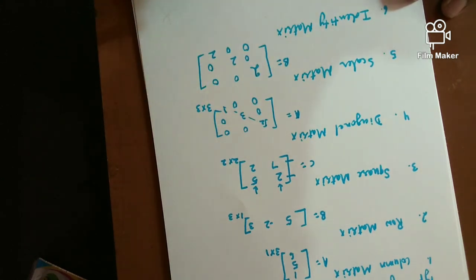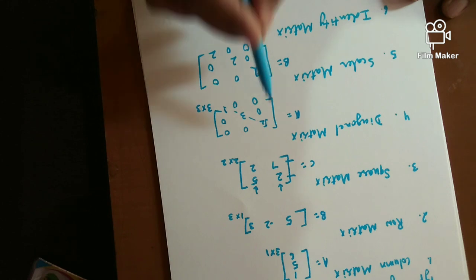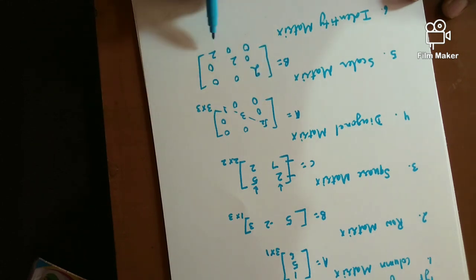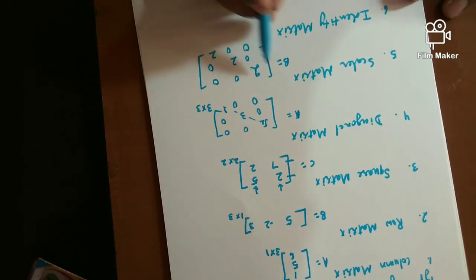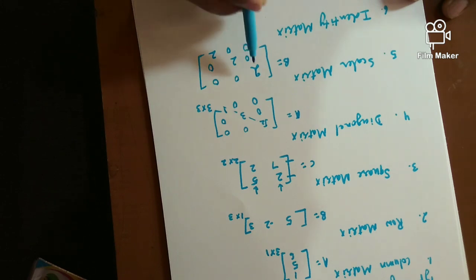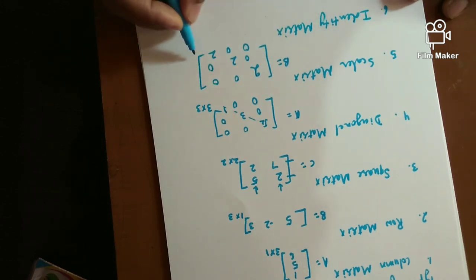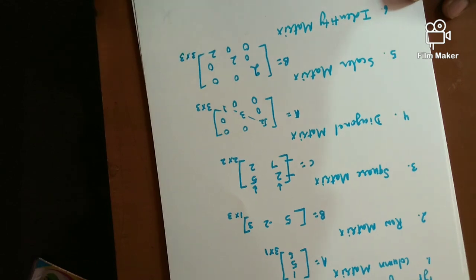Here in the diagonal matrix, there are scalars root 2, 3, 1. They all are different, but here you see all scalars in the diagonal are the same. So when all scalars in the diagonal matrix are the same, we say it is a scalar matrix, and this has order 3 cross 3.